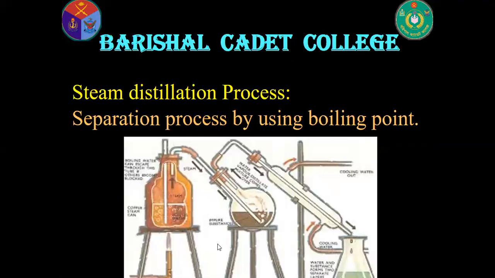If the distillation process is by using steam, in that case it is called steam distillation. This steam is produced by applying heat, and it passes through the sample. Here there are several components, and the component which has the least boiling point boils first and then goes to the receiver through the Liebig condenser. This is the steam distillation process, which uses steam produced by applying heat.